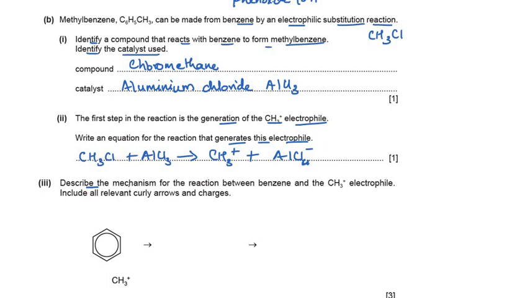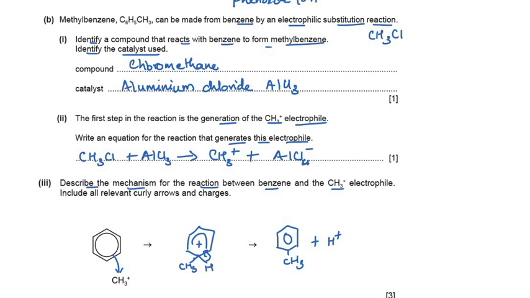In the third part it says describe the mechanism for the reaction between benzene and the CH3+ electrophile, including all the relevant curly arrows and charges. Here the first curly arrow goes from benzene to the methyl electrophile, and because of that an intermediate ring with a positive charge will be formed, with the positive charge pointing towards the carbon bonded to the methyl group, and the hydrogen will also be present. Because of the presence of both hydrogen and the methyl group, the ring attains the positive charge. Now one more curly arrow from the C-H bond to the ring, where the bond is broken and the benzene ring gets completed with the methyl group bonded, and the H+ ion moves out.